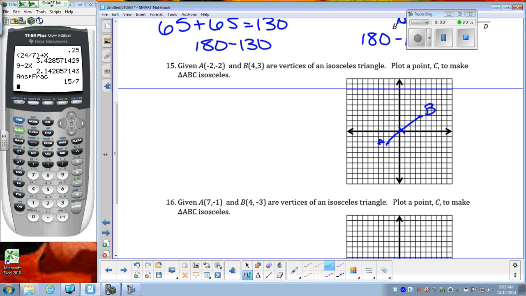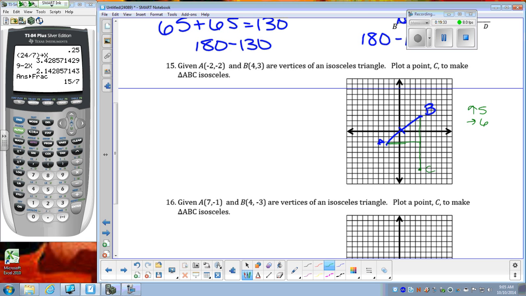If I make A my vertex, then I know I need the distance from A to B to be the same as A to C. Well, how did I get from A to B? I went over 1, 2, 3, 4, I went over 6, and then up 5. Well, I want a line from A that's equidistant, so AB equals AC. So instead of going up 5, I'm going to go down 5 to get point C.